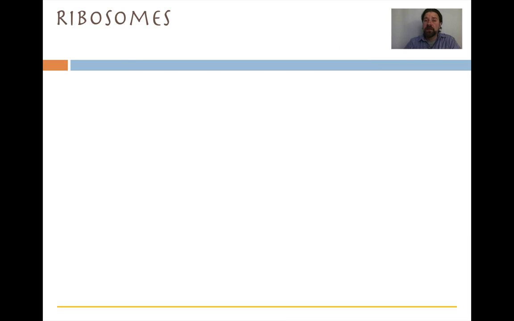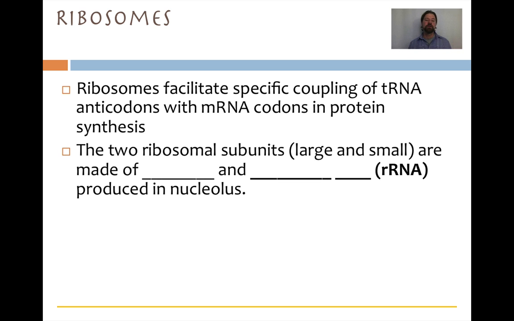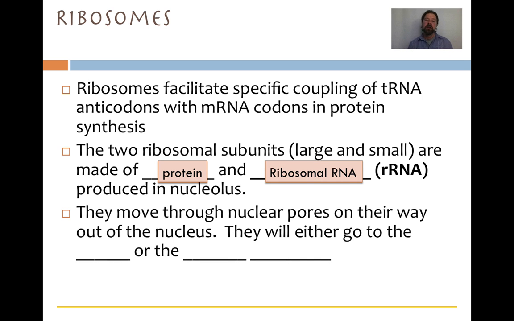Ribosomes are ultimately the location of translation. So what they're going to do is facilitate coupling of tRNA anticodons to mRNA codons during protein synthesis. The ribosomes are made up of 2 units, a large unit and a small unit, and they're made of proteins and ribosomal RNA, or rRNA, that are produced not in the nucleus but the nucleolus. Remember, that dark spot in the nucleus actually has a function, and that's it. It's ribosome production.